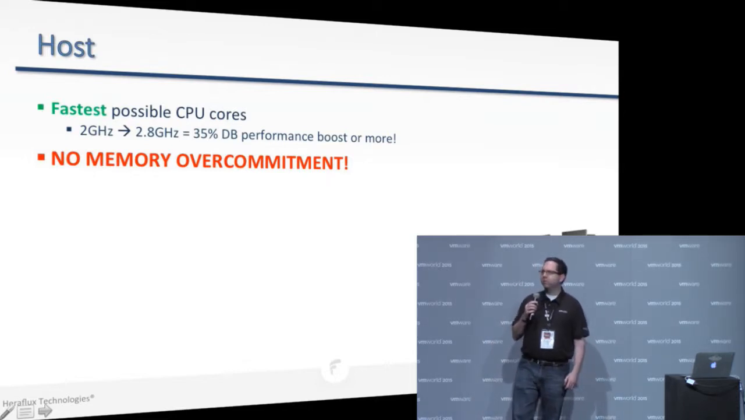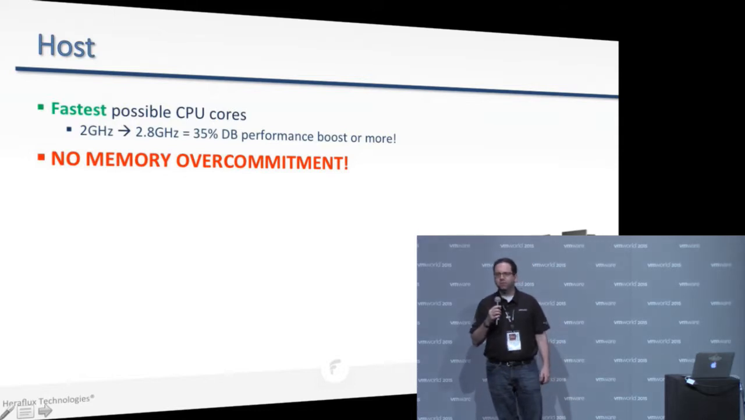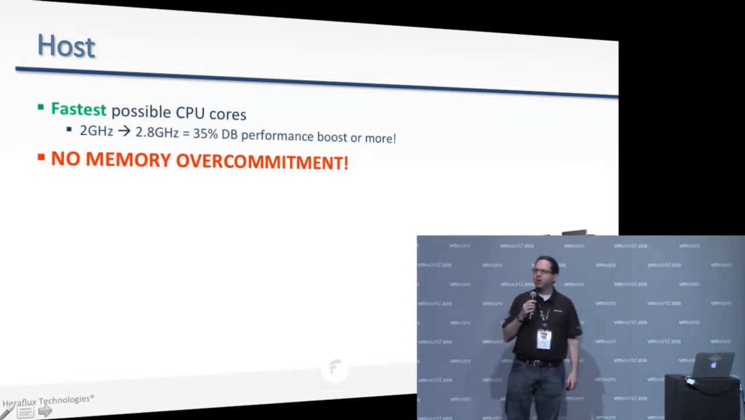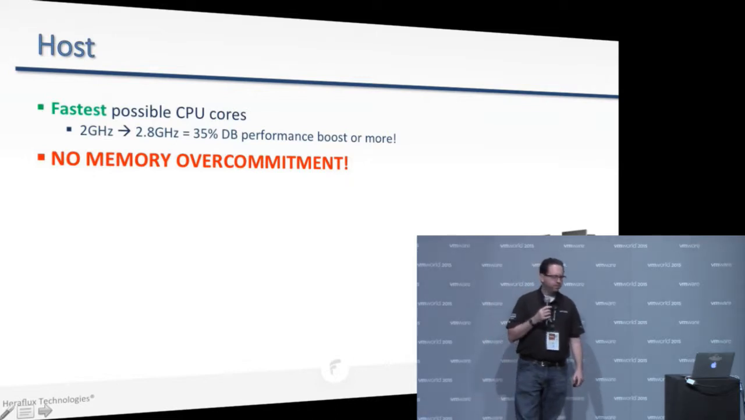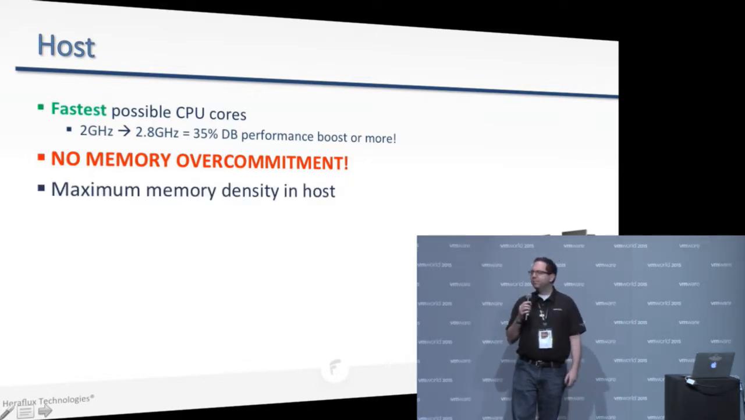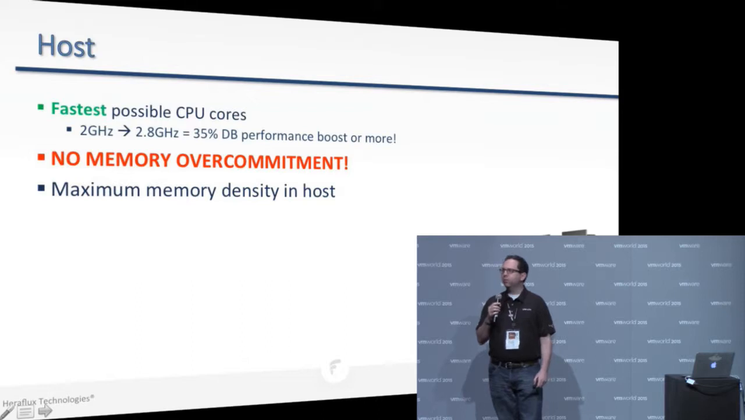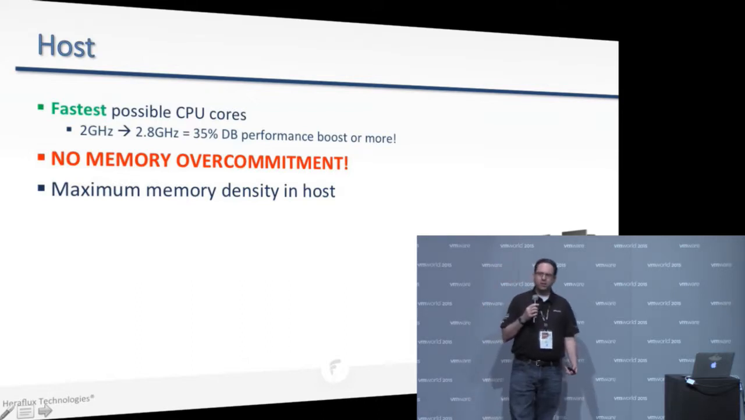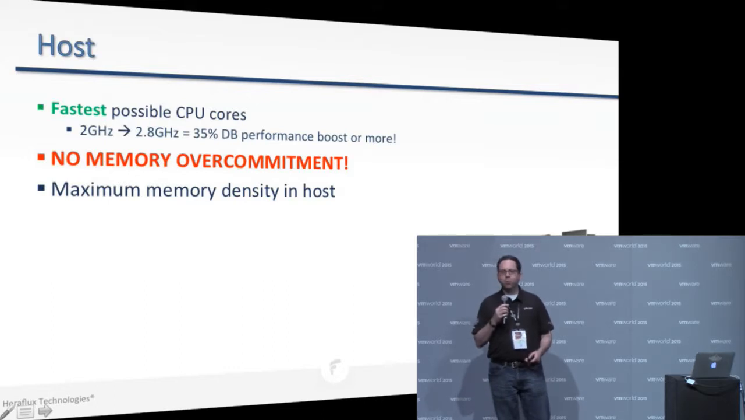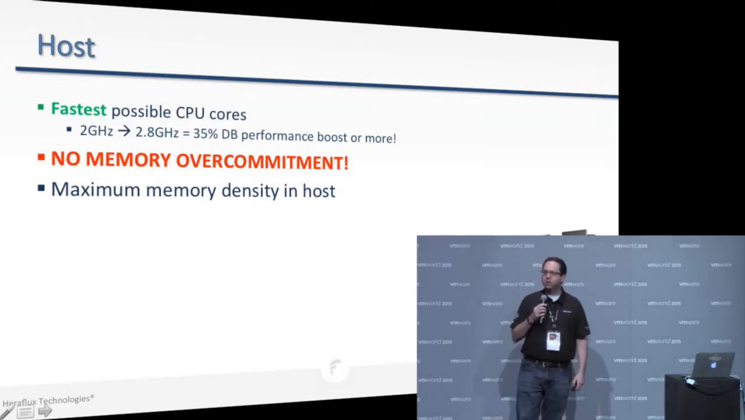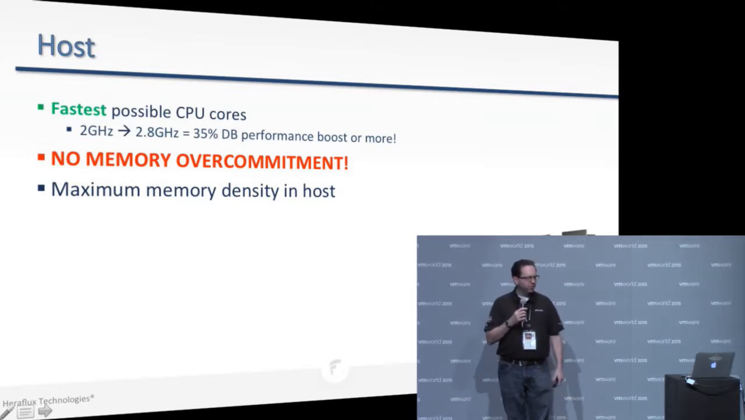Now, biggest thing to remember, zero memory overcommitment at all. No memory overcommitment. I cannot stress this enough. This is performance-oriented engineering. You're designing for performance first, consolidation second. Get the maximum memory density in the host that you can afford, because realistically, if you track the CPU ready time, if you track co-stop, you're going to run out of RAM well before you run out of CPU power, so maximize the memory density.